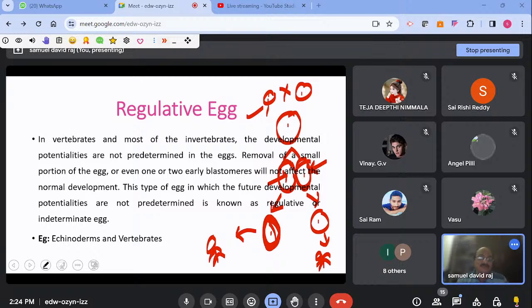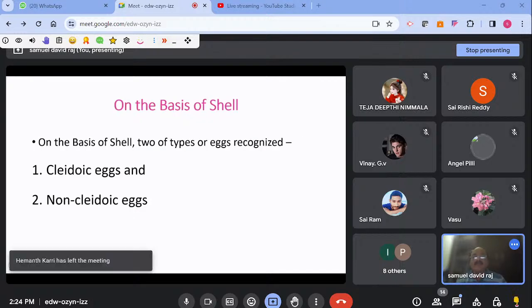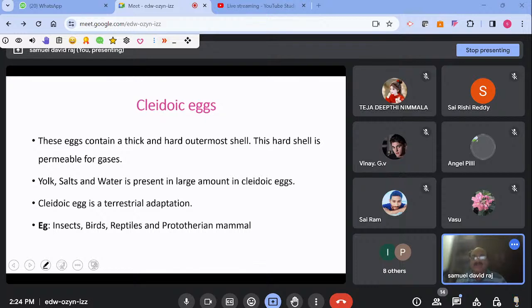It is a totipotent cell, and it can develop directly into another individual because its fate is not determined. On the basis of shell, eggs are again of two types. Some are called cladoic shells and the other non-cladoic shells. Cladoic eggs, as the name implies, contain a hard outermost shell.